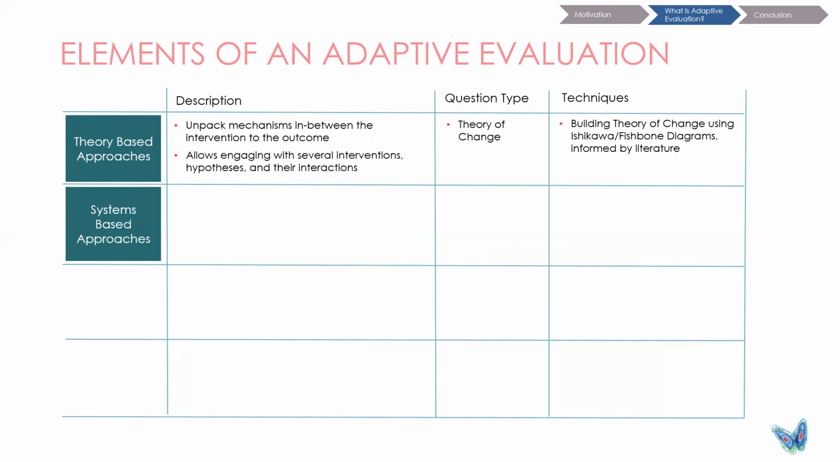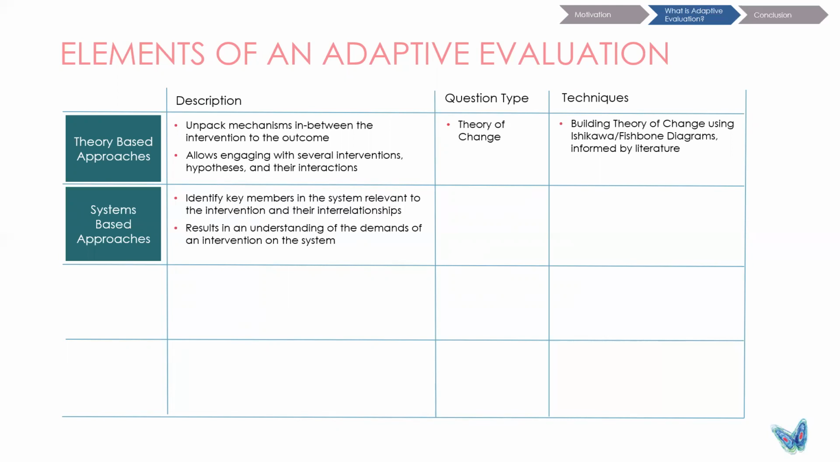Second, we have system-based approaches. They identify key members relevant to the intervention and their interrelationships. It results in an understanding of the demands of an intervention in the system. It also helps identifying resistors, but also enablers of change. And you can think of levers or where we can intervene in the best way possible. The question type is, of course, system diagnostic. And here you do a system mapping exercise.